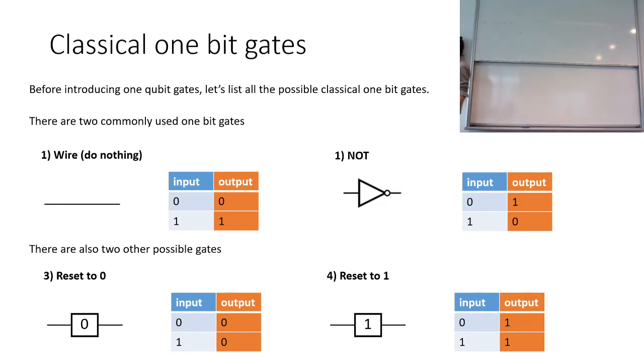So either the gate does nothing, okay, so 0 becomes 0, 1 becomes 1. Or you flip the input, so 0 becomes 1, 1 becomes 0. Or it gets reset to 0, so no matter what the input is, the output is 0. Or you reset to 1, so no matter what the input, you output 1. And in fact, that's all that there can possibly be.